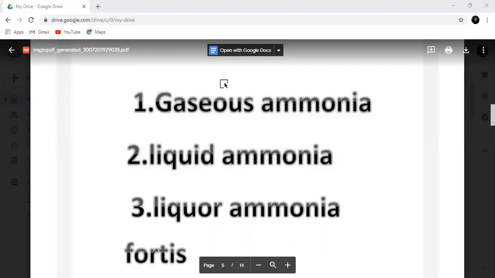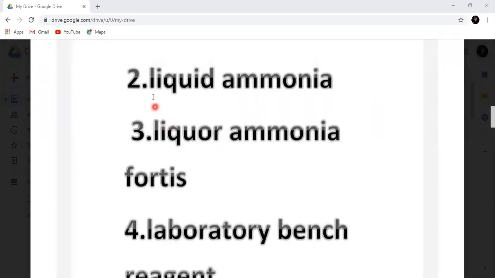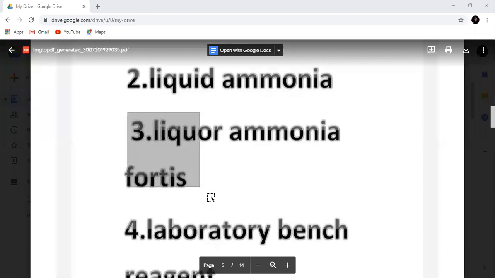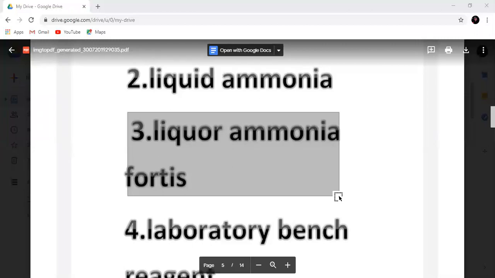The next thing after these 2 points is liquor ammonia fortis. Very, very important point. What is the meaning of this liquor ammonia fortis? Liquor ammonia fortis is a saturated solution of ammonia in water, and we call it 880 ammonia. When the saturated solution of ammonia and water is there, then it is liquor ammonia fortis.